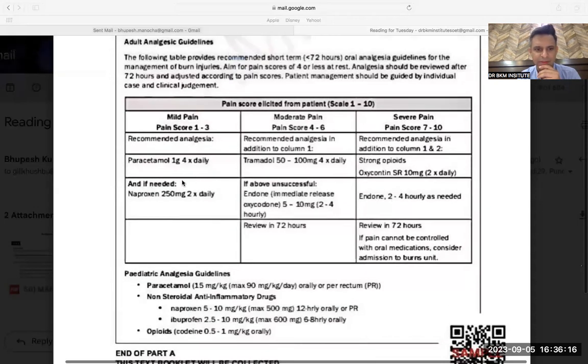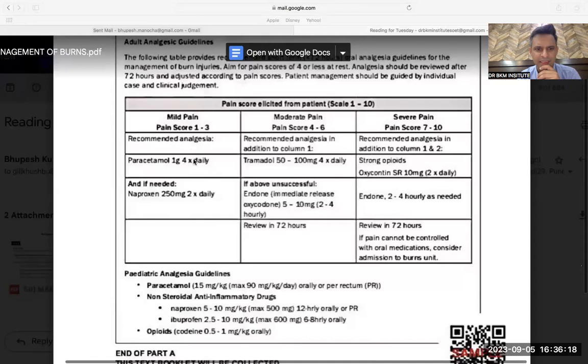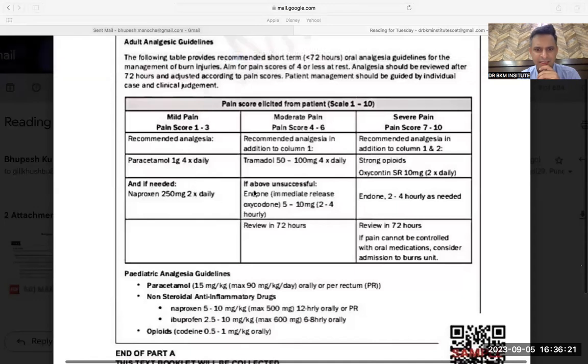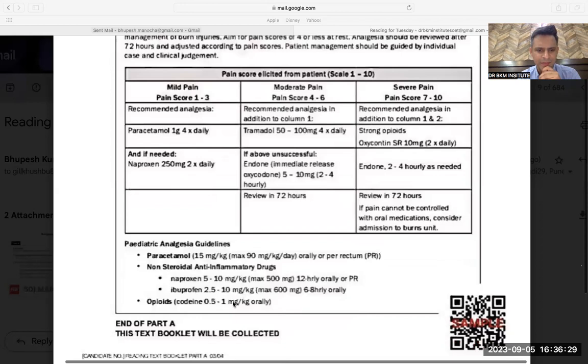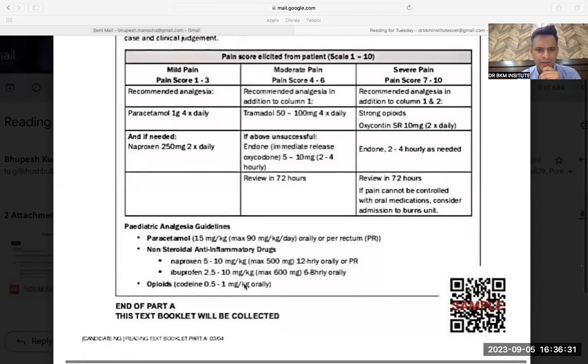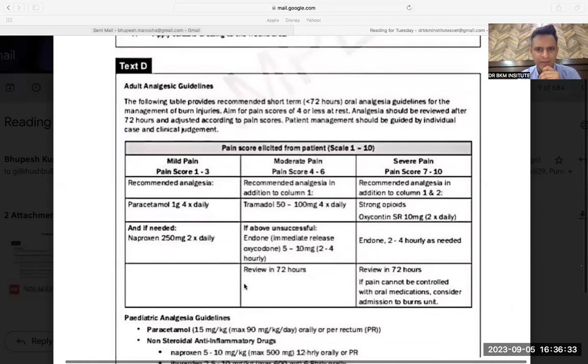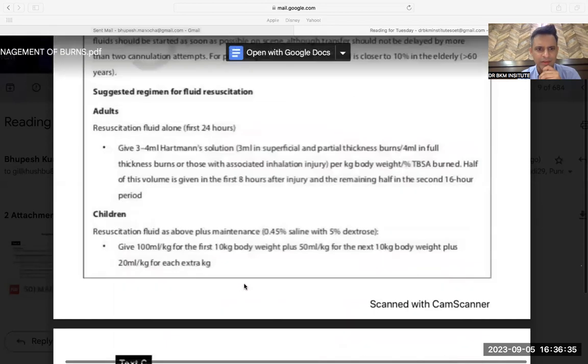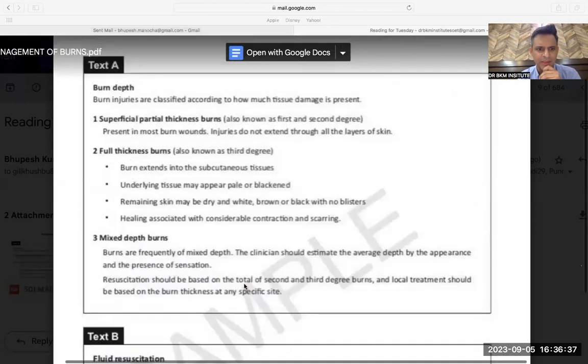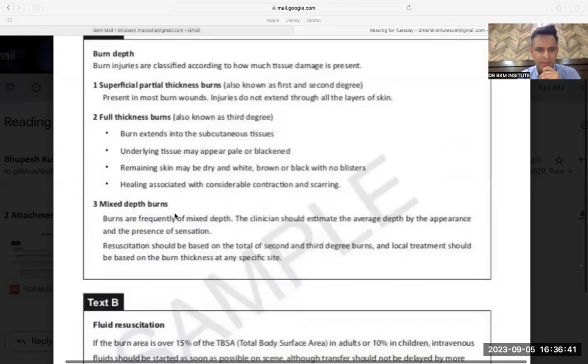Ointment words, recommended analgesia, this and this. Endone, immediate oxycodone, Endone 2 to 4 hours. Is this the ointment or any ointment word? Ointment words, opioids. So this is about deeper burns, but the word deeper is not there. Deeper burns: so there were these deep partial thickness, full thickness, mixed depth burns.